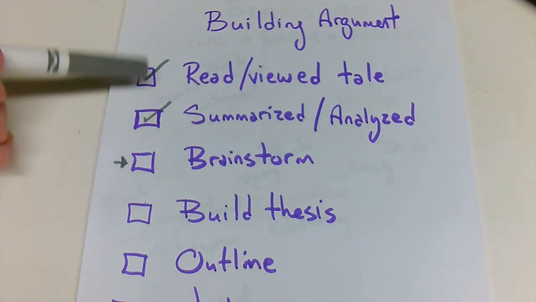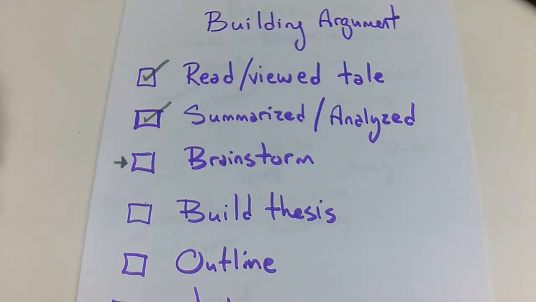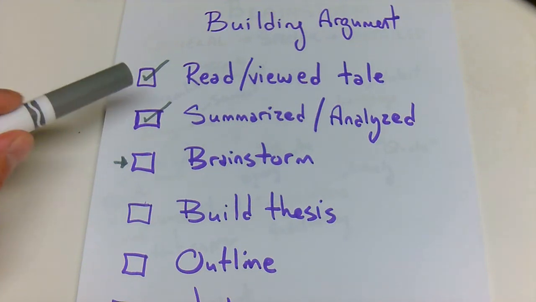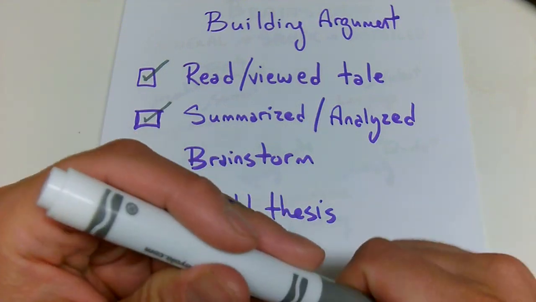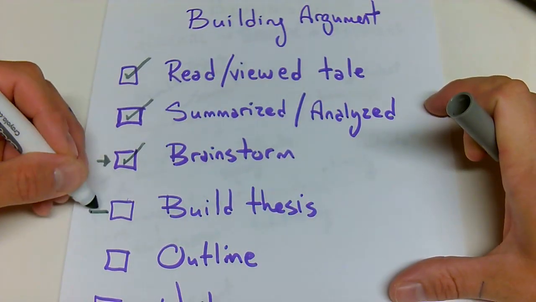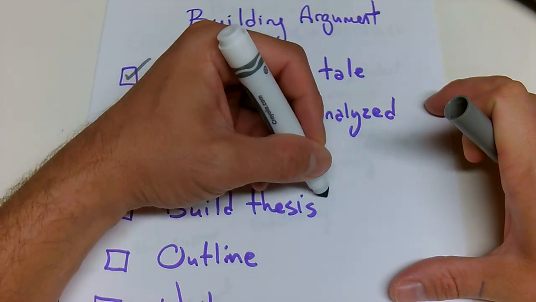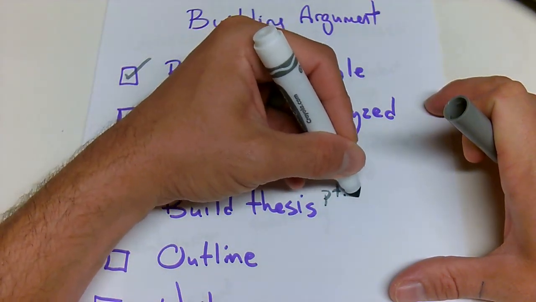So we read and reviewed the tale, which for me was Where the Wild Things Are, and for you it was The Sneetches or The Lorax. We summarized, analyzed, we did our brainstorm last lesson, and today we are focusing on building thesis, part one.